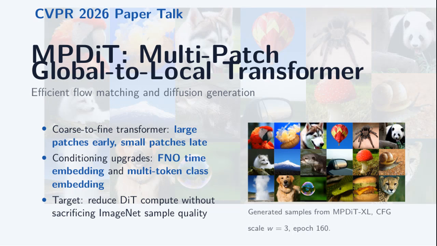Hi everyone. Today I will present MPDiT, which stands for Multi-Patch Global to Local Transformer. This paper studies how to make diffusion transformers more efficient for flow matching and diffusion generation. The main idea is simple. Do not spend expensive high-resolution tokens in every transformer block. Instead, use larger patches early to model global structure, and use smaller patches later to refine local details. So the key message is, MPDiT keeps the strength of DiT, but delays expensive local computation until it matters most.